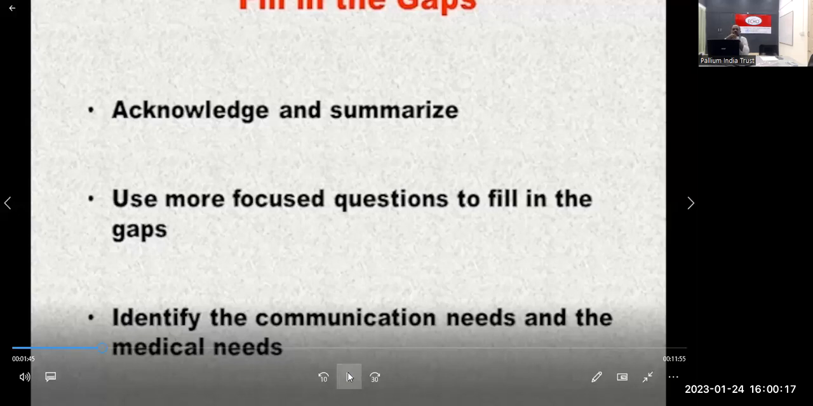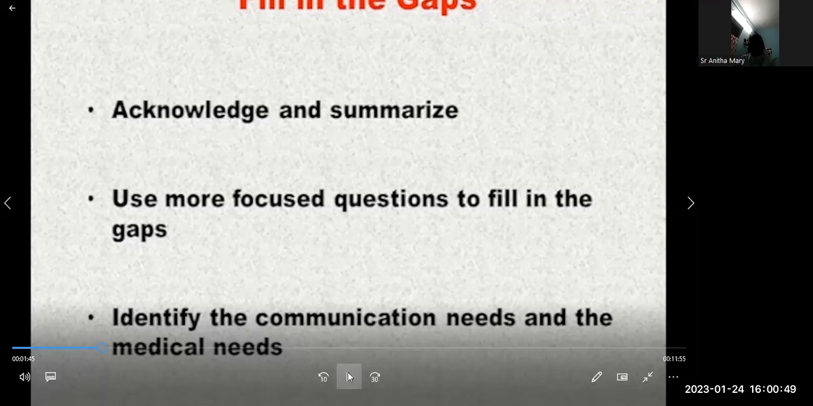What is an open question? An example, how do you start the communication with the patient? Yeah, Sister Anita, please unmute and speak. Yeah. First, we got to ask the history. What is his name? Where is he coming from? And how many children? History, present history, we can collect first.